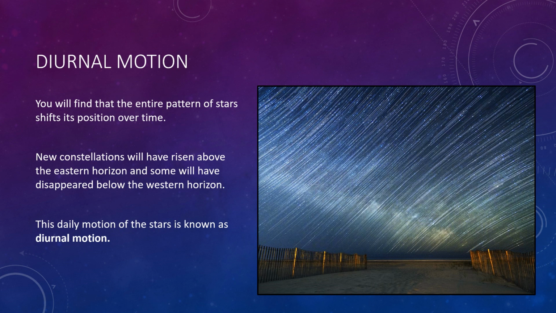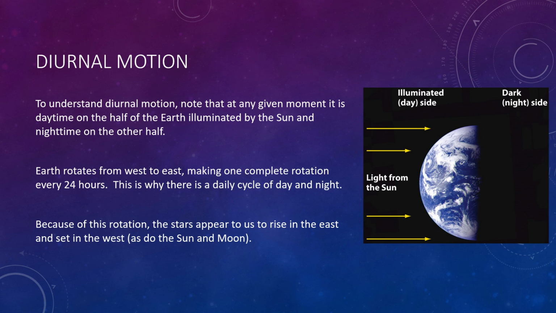But anyway, to understand diurnal motion, note that at any given moment, it is daytime on half of the Earth, right? So half of the Earth is illuminated by the sun, and then it's nighttime on the other half. So no matter what, there's always a bright half and a dark half of the Earth. So the Earth rotates from west to east, making one complete rotation every 24 hours, right?